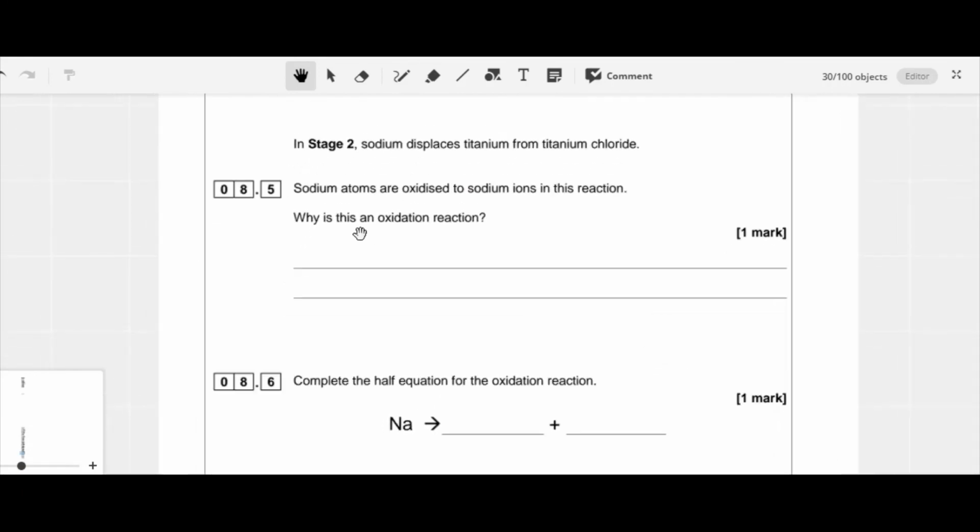Now in stage 2, sodium displaces titanium from titanium chloride. Sodium atoms are oxidized to sodium ions in this reaction. Why is this an oxidation reaction? Because as we know, an oxidation reaction is the reaction in which electrons are lost. So here the sodium loses an electron.